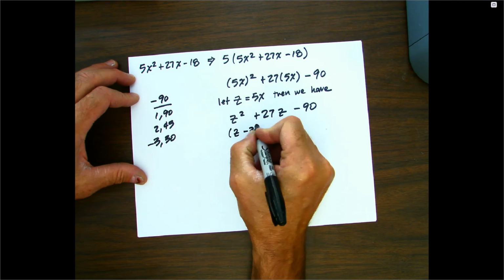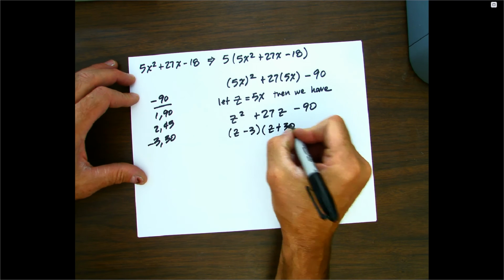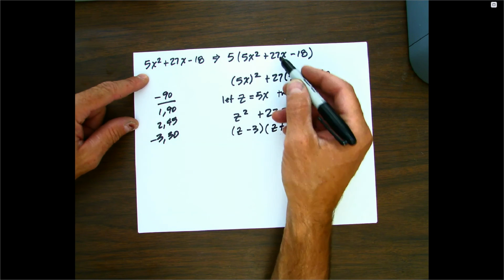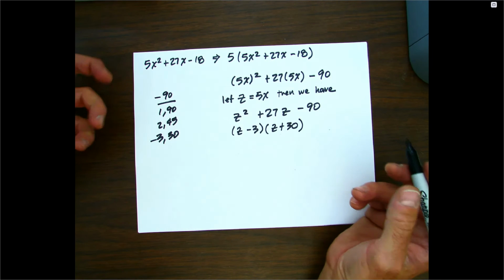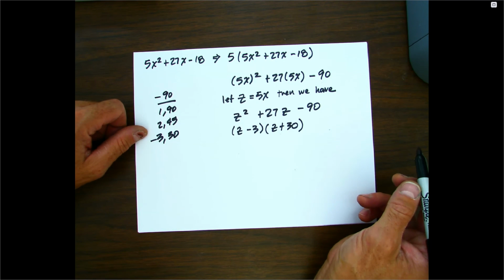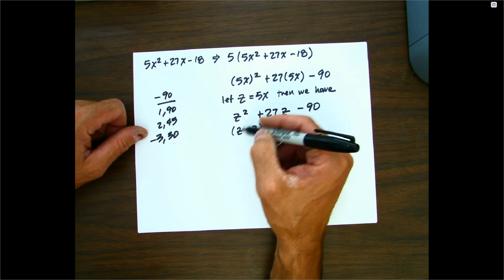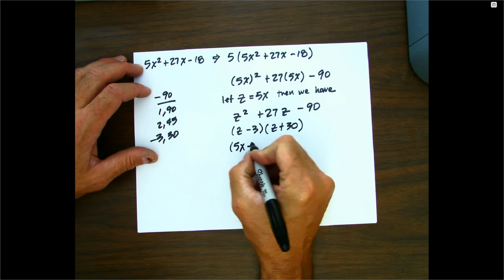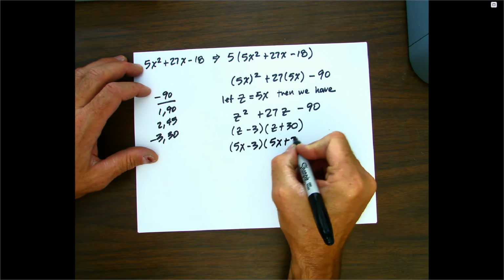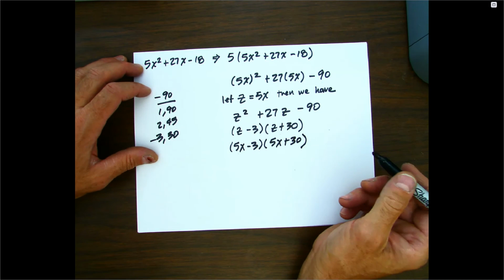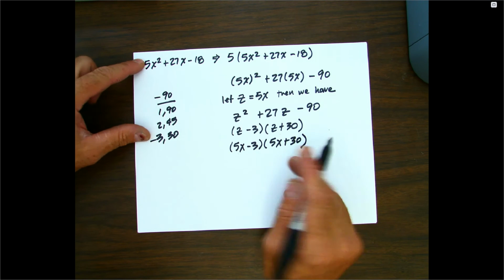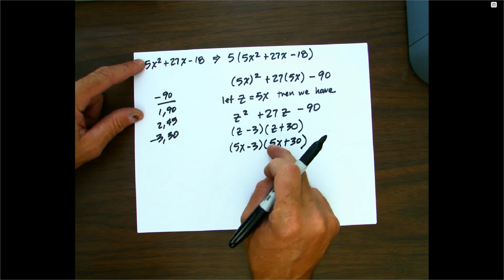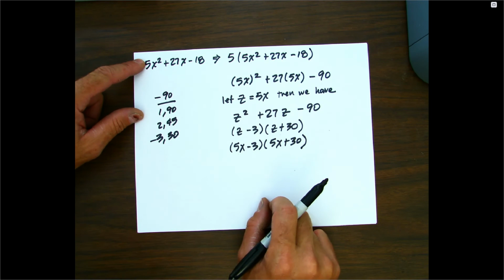But of course, this isn't the solution to that one. In fact, it's not even the solution to this one, which is 5 times the solution to that one. So let's figure out what we should do next. I guess what we do next is we resubstitute, or back substitute, the 5x in for z. So we get 5x minus 3 and 5x plus 30. And of course, this again is not the solution to that. This is the solution to the original one that we have up here, where the two leading coefficients make 25x squared. We want the one with 5x squared, so we need to transform it back. We have to divide by 5.